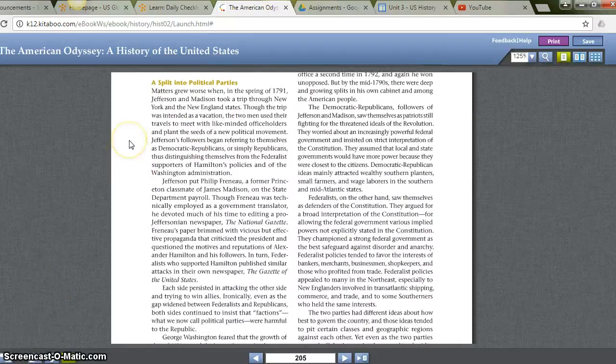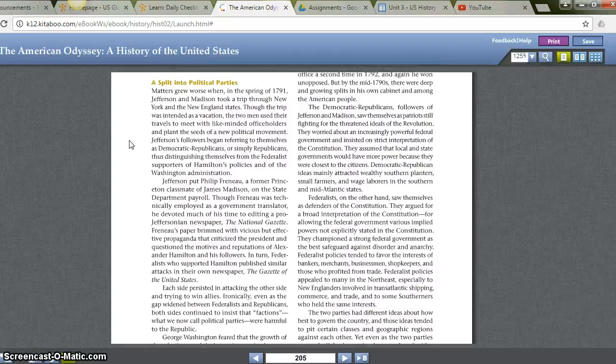Matters grew worse when in the spring of 1791 Jefferson and Madison took a trip through the New York and New England states. Though the trip was intended as a vacation, the two men used their travels to meet with like-minded office holders and plant the seeds of a new political movement. Jefferson's followers began referring to themselves as Democratic Republicans, or simply Republicans, thus distinguishing themselves from the Federalist supporters of Hamilton's policies and of the Washington administration.